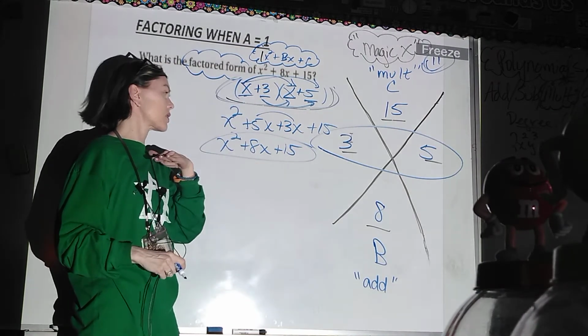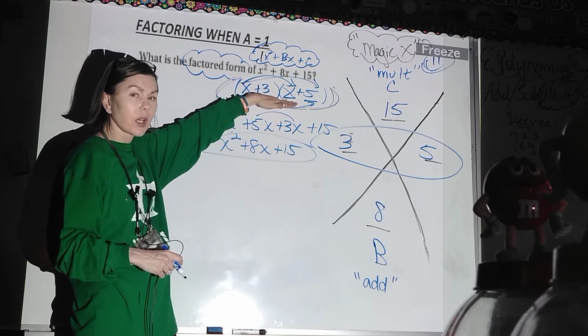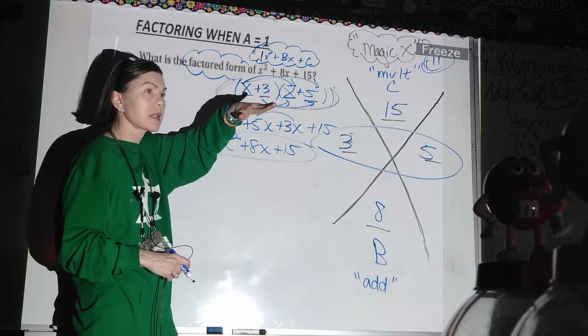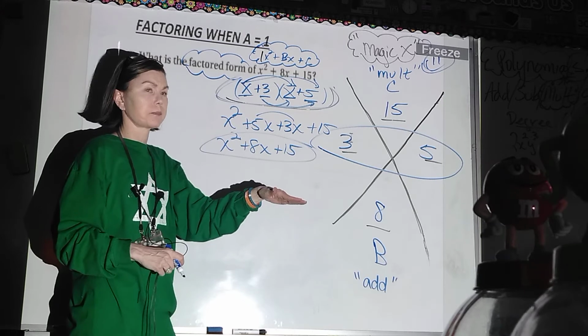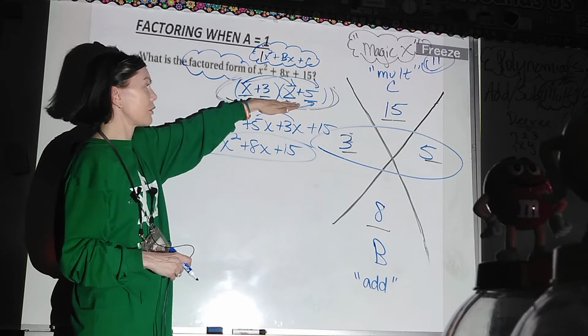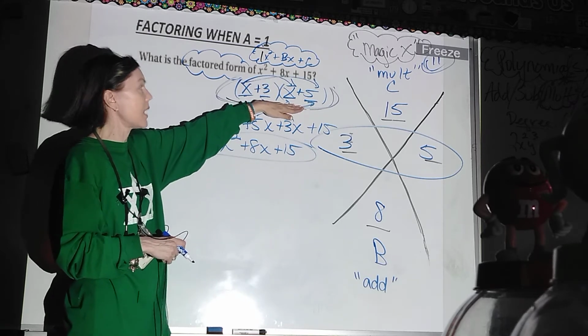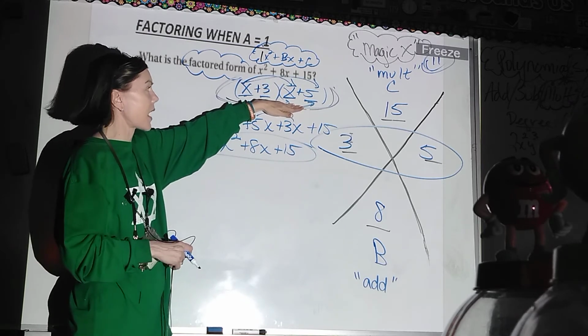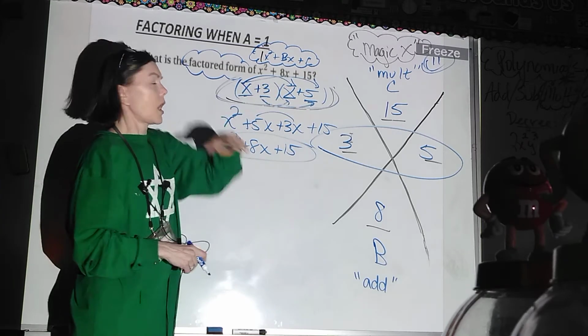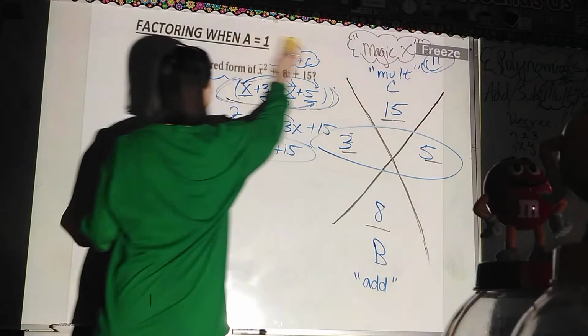I'm just showing you that factoring is the opposite of multiplying. They gave you the answer, and they wanted the original factored form. What was this before the multiplication happened? And there it is. That's the best way that I can explain it. I'm going to give you a practice example, so let me do that now.